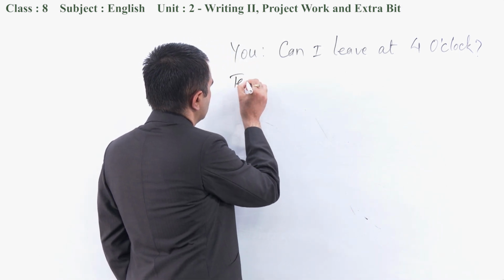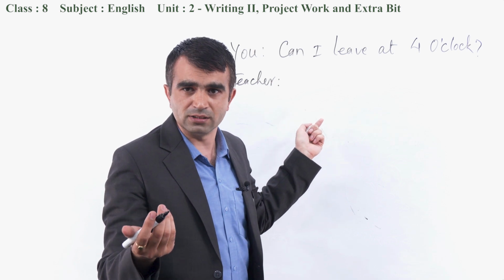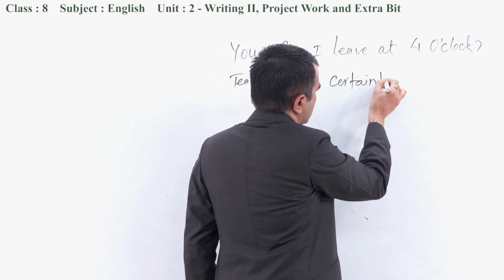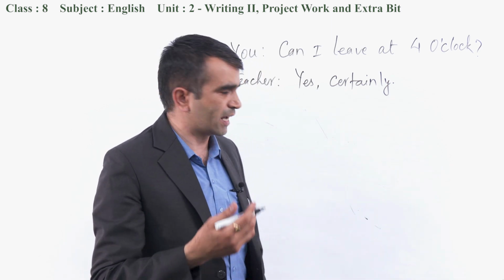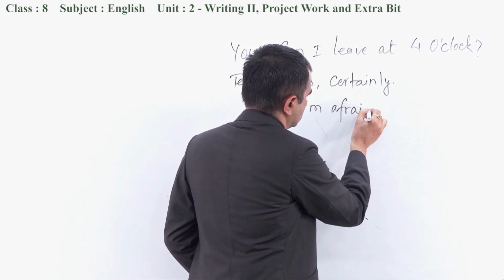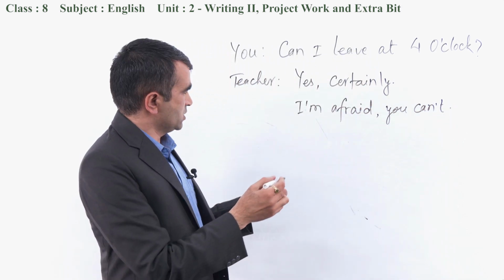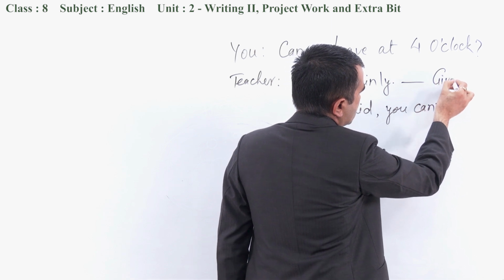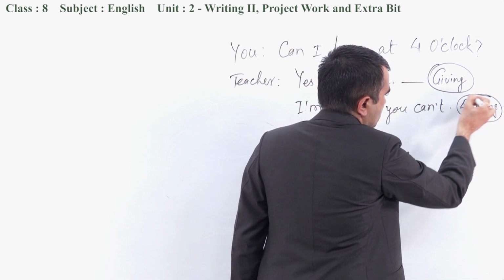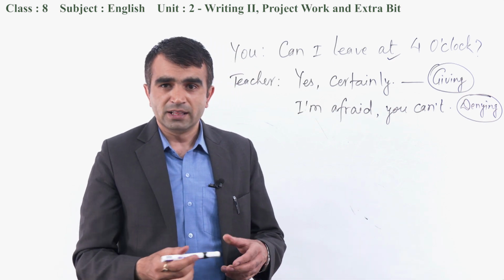Okay, teacher, either he or she says, yes, certainly, or I'm afraid you can't. Yes, certainly, this is one. Or, I'm afraid you can't, another possible response. This is giving permission, and this is denying permission. Well, giving permission, denying permission, and this one, asking for permission. Three possible ways are there.